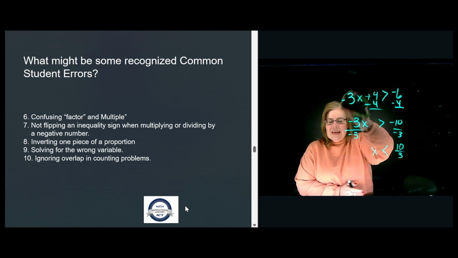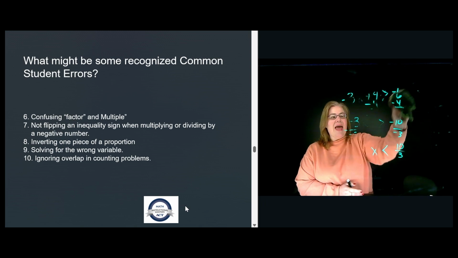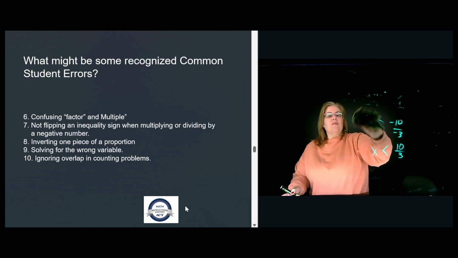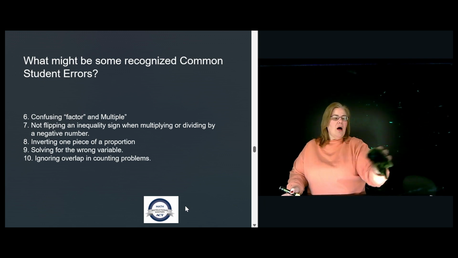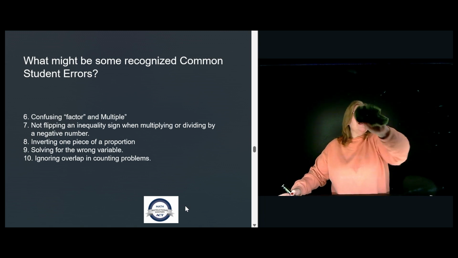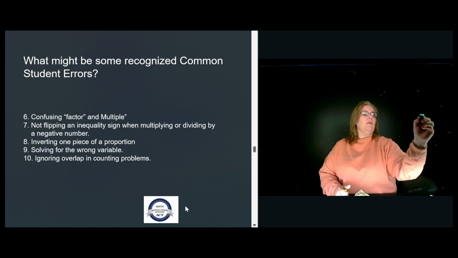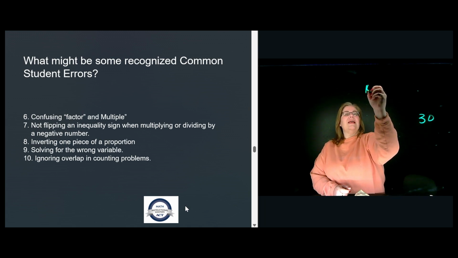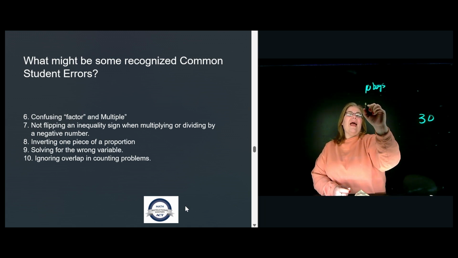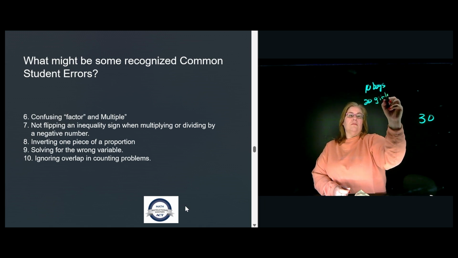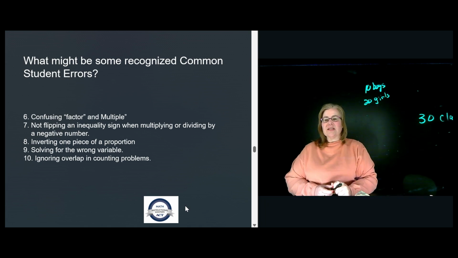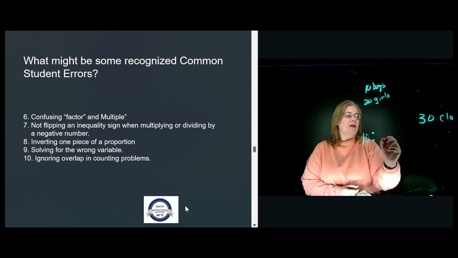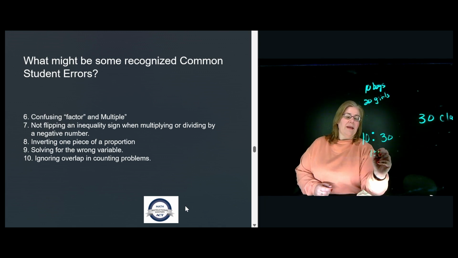All right, the next one says inverting one piece of a proportion. Okay, so you've got to remember in proportions you have parts and wholes. This is a part of the whole thing that we're talking about. Let's say we have 30 kids in a classroom. We have 10 boys and we have 20 girls. All right, and this is the classroom. So then if it asks you what is the proportion of boys to the whole class, it's going to be 10 to 30 or 1 to 3.